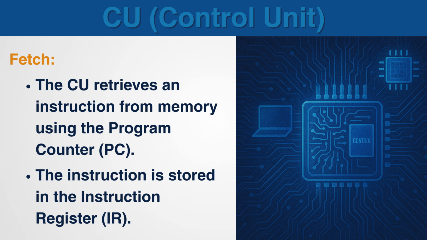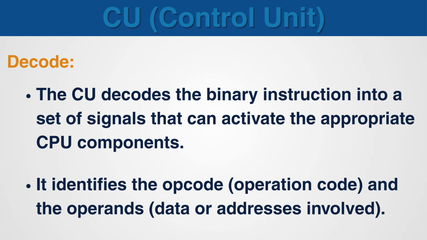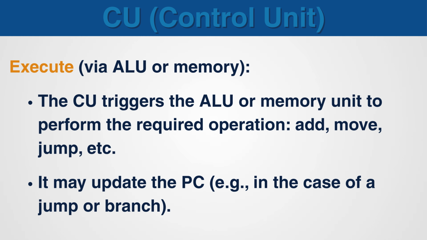For fetch, the CU retrieves an instruction from memory using the program counter, and the instruction is stored in the instruction register, the IR. For decode, the CU decodes the binary instructions into a set of signals that can activate the appropriate CPU components. It identifies the opcode and the operands. For execute, it's via ALU, the arithmetic logic unit, or memory. The CU triggers the ALU or memory unit to perform the required operations, add, move, jump, and so on. It may update the PC, as in the case of a jump or branch.